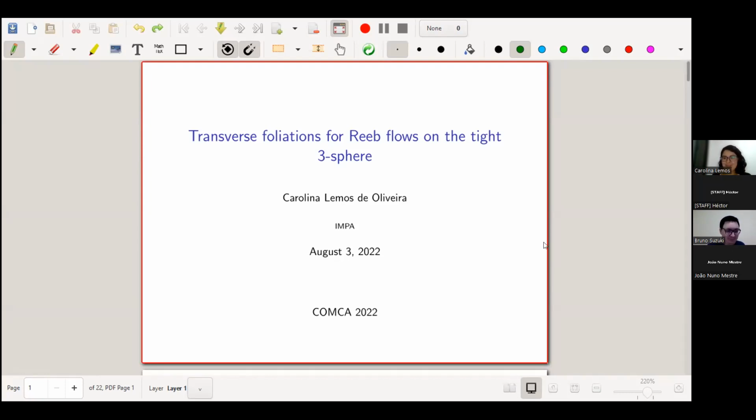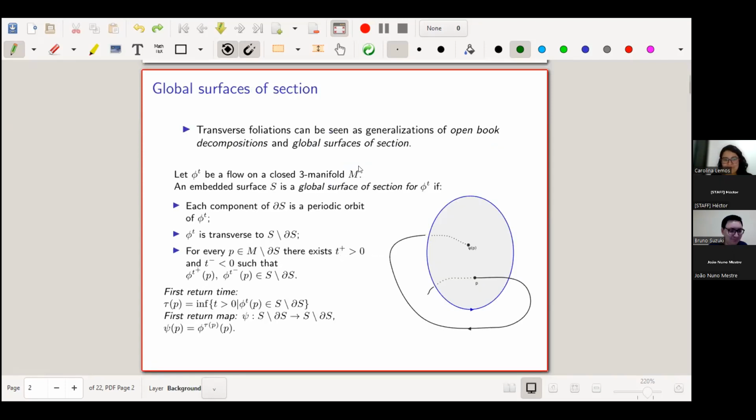Thank you for the invitation. So I will talk about transverse foliations for web flows. Around half of the lecture will be to explain what web flows are and what transverse foliations are. The only thing I don't need to explain is the tree sphere. Later, when I have explained everything, I will state my results.